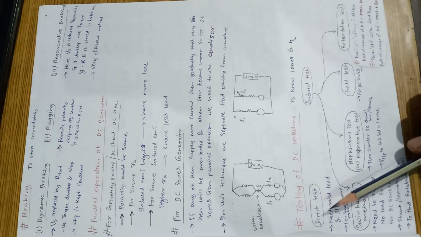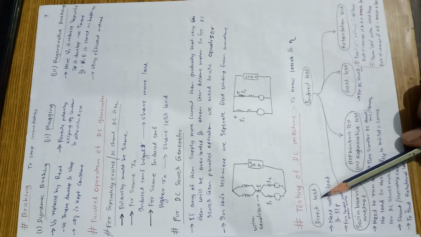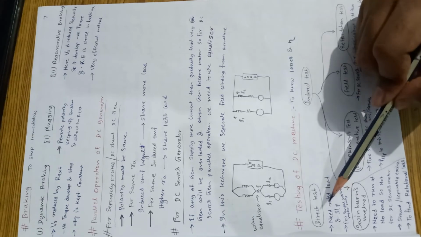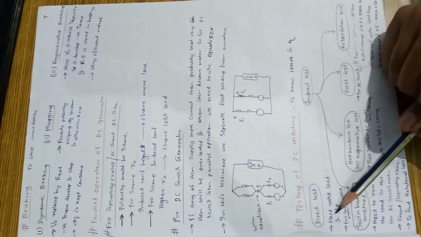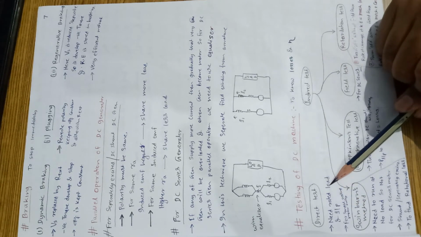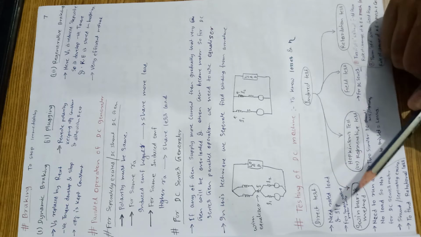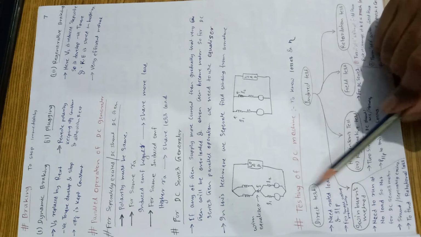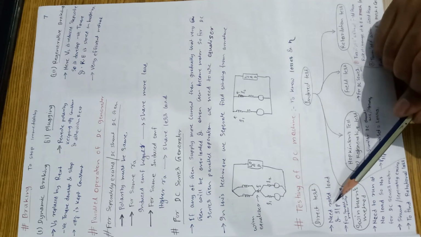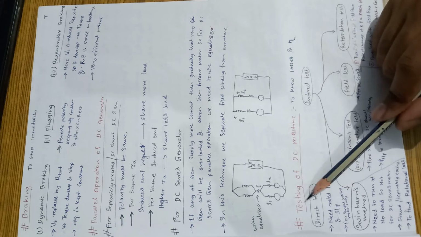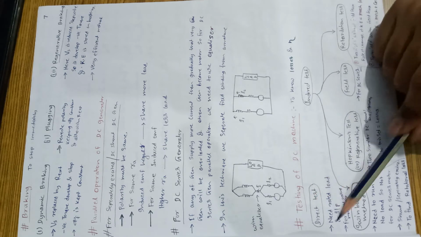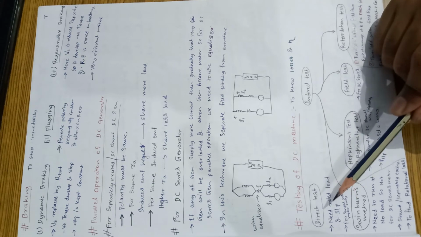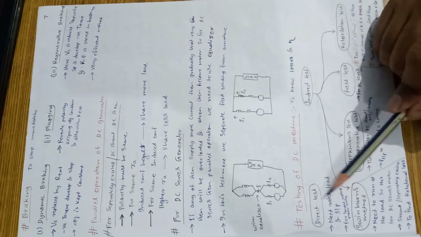So we have the direct test and the indirect test. In the direct test, we need to give rated load and rated input. This direct test is only done for small motors. We have to give rated input and rated load, and that is how we do the direct testing. This is a very easy and very accurate method, and it is only used for small ratings.